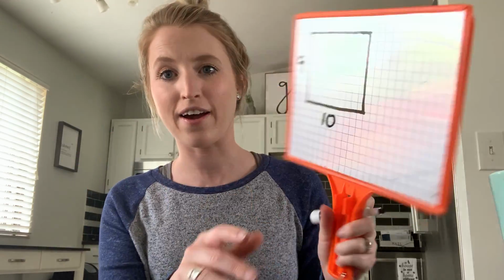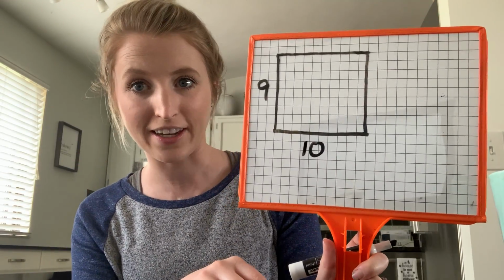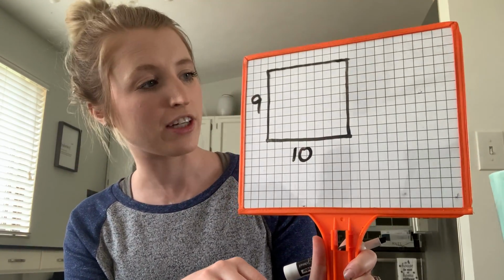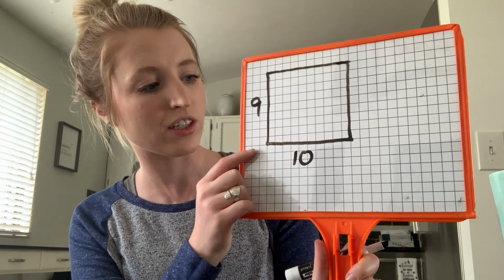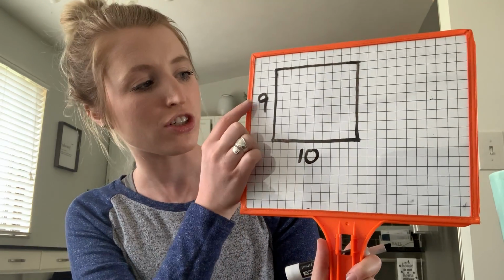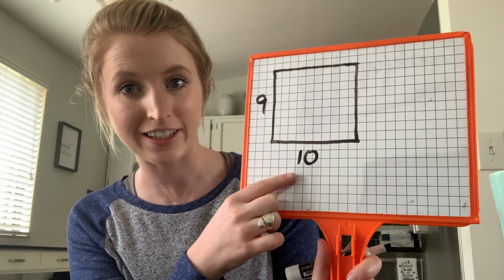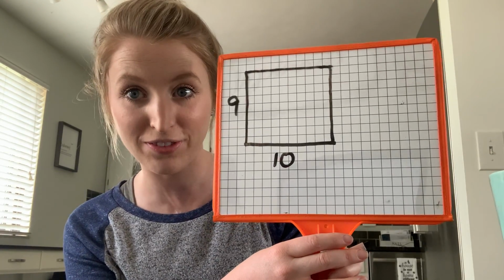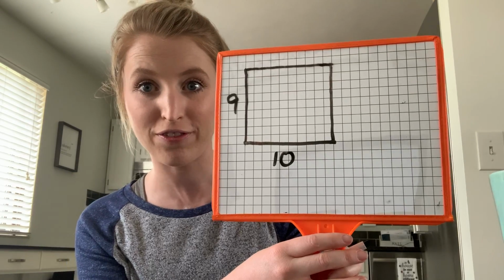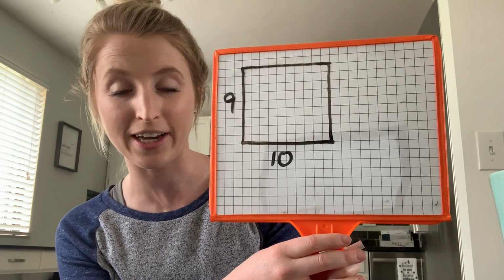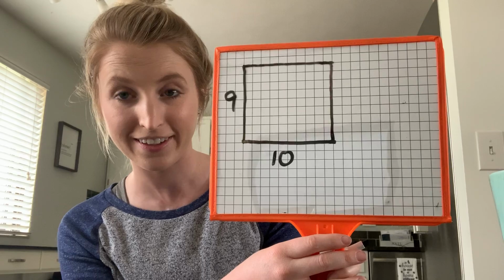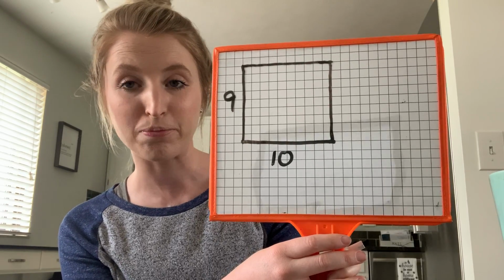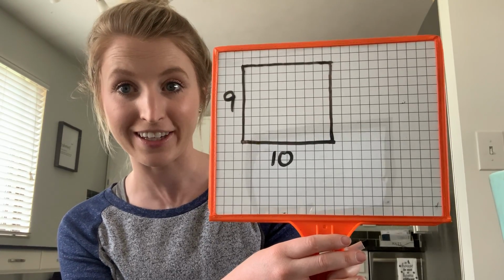Now, if you don't have graphing paper like this at home, that's okay. Just try your best to draw it out so that it looks like mine. And make sure you have 9 as the length and 10 as the width. Now go ahead, pause this video, and try to find the perimeter of this rectangle by yourself. No cheating. And when you're ready, press play to check your answer.